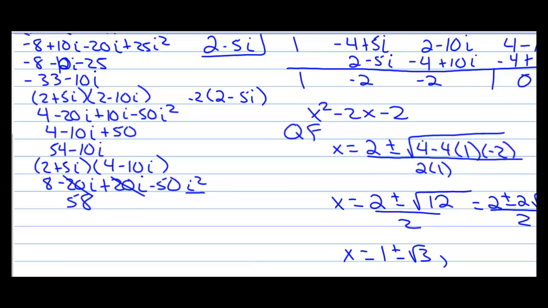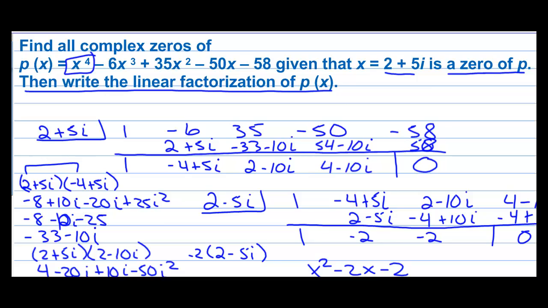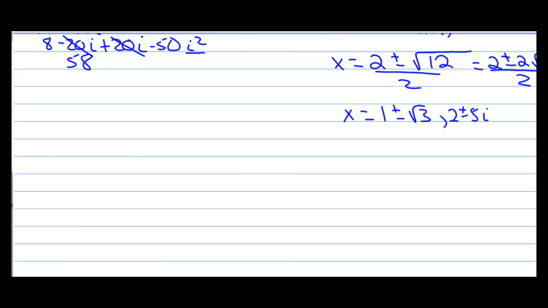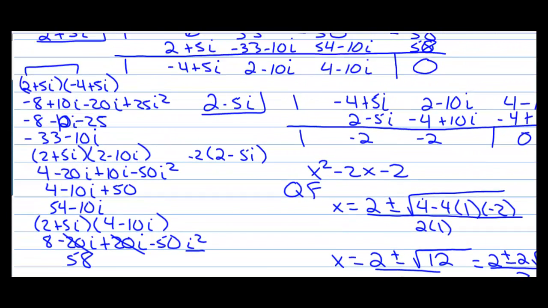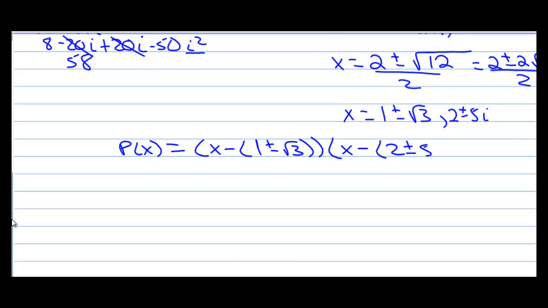What else did we have? We had 2 plus or minus 5i. That's 4 zeros right there, and it is an x to the 4th, so that's all the zeros. But then it says, then write the linear factorization of p of x. So in other words, write this with factors. So p of x is equal to x minus 1 plus or minus square root of 3, and x minus 2 plus or minus 5i. And those are the factors.